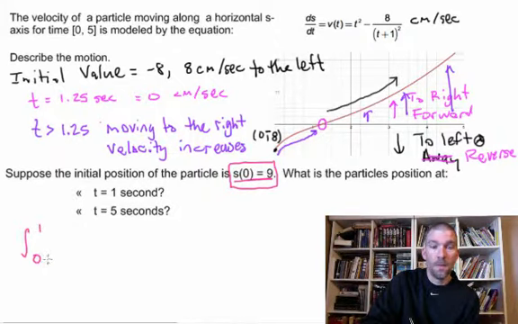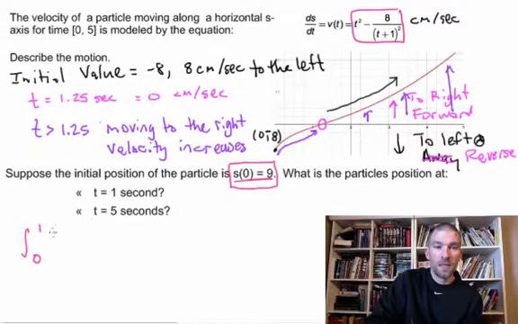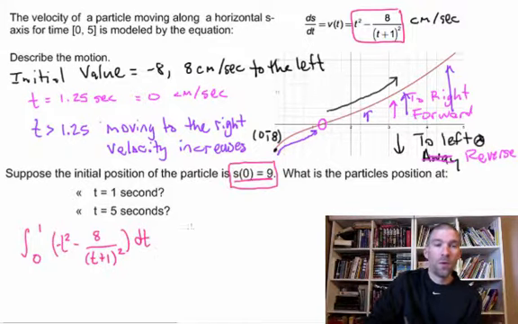So what does that mean? That means that we integrate our velocity function. If you integrate velocity, you get position. So we're just going to integrate this guy, t squared minus 8 over t plus 1 squared. And if we want to know where it is after 1 second, then we go from 0 to 1. If we want to know where our particle is after 5 seconds, let me change colors here, then we just go from 0 to 5. Remember, when you integrate velocity, you get position. That's the answer to the question that we're trying to solve. So this would be the integral of t squared minus 8 over t plus 1 squared dt.